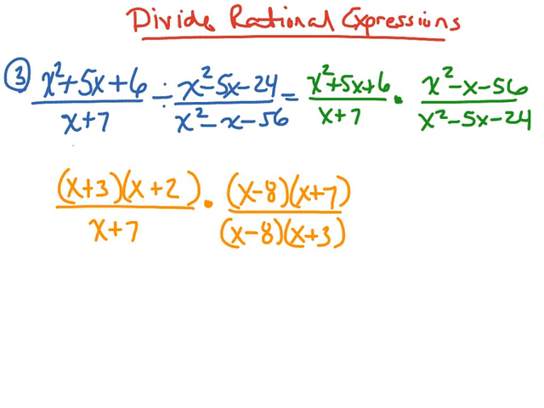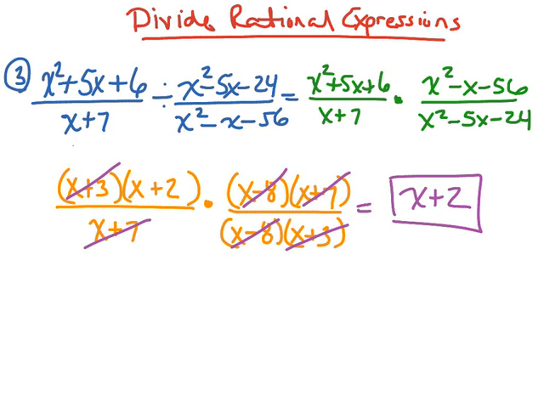Now I'm going to go through here and see what I can cancel out. Let's see, I see an x minus 8 and an x minus 8. I see an x plus 3 and an x plus 3. And I see an x plus 7 and an x plus 7. Therefore, the only thing I'm left with is x plus 2. Therefore, when I divide those two rational expressions, I end up with x plus 2 as my answer.